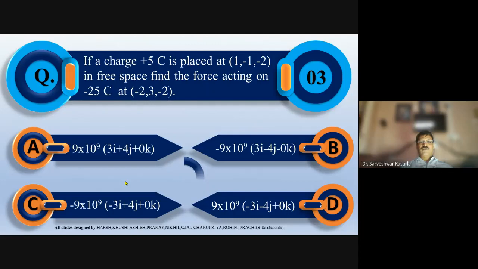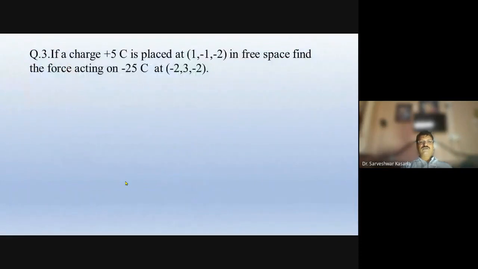Again, you will be using Coulomb's force formula. Find the vectors and you will get the answer. The formula is the same. Coulomb's law in vector form should be used. So time up. The answer is minus 9 into 10 to the power 9 into (minus 3i plus 4j). Let us see how this comes.